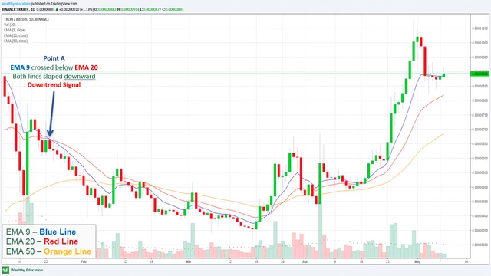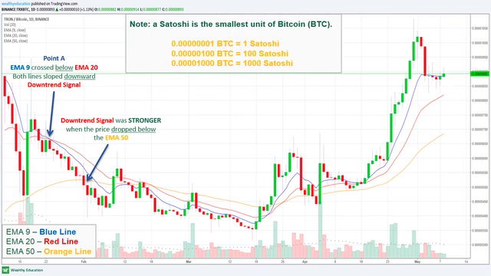And now I want you to take note of this. When the price drops below the orange line, or the EMA 50, we know that the downtrend signal is much stronger, and there's a high chance that the price will drop even further. You see, if you'd bought Tron, or TRX, at 750 Satoshi without a profitable strategy in mind, you might have lost half of your money in less than 2 months.